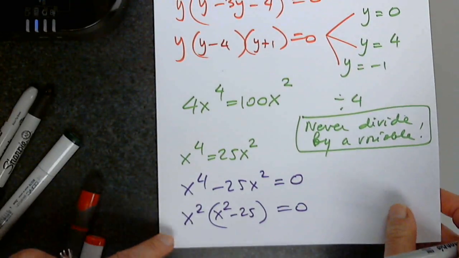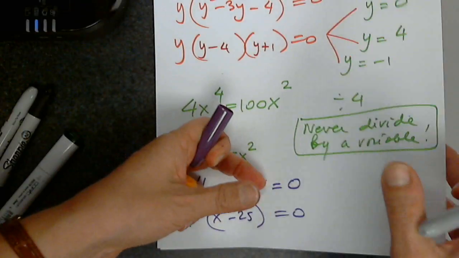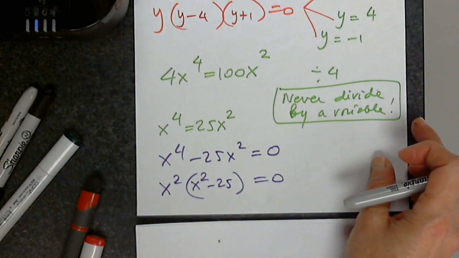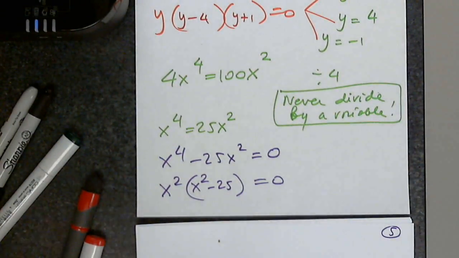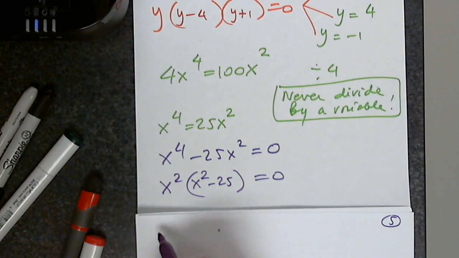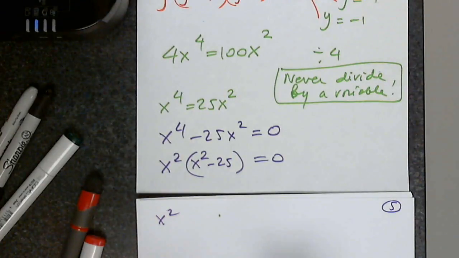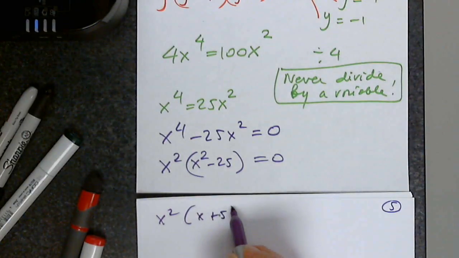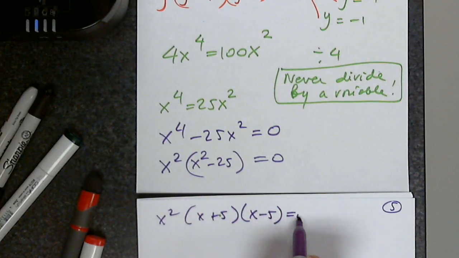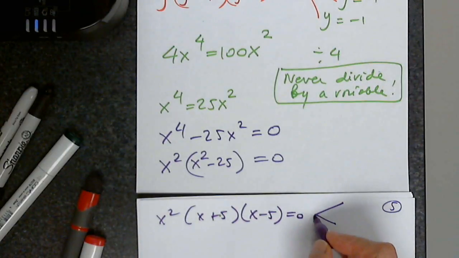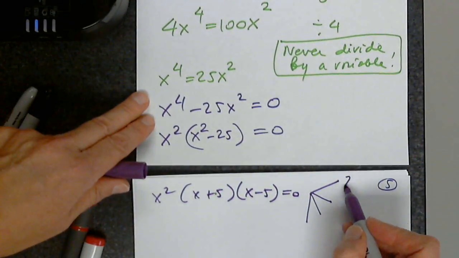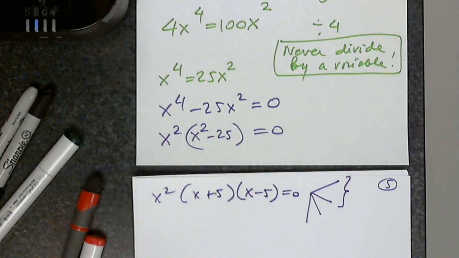Very good. I know how to handle x squared minus 25. It's the difference of squares, and we also spent 2 hours last time reviewing it. So what do I do with x squared minus 25? And I have 4 solutions. Yes, 2 of them are the same.